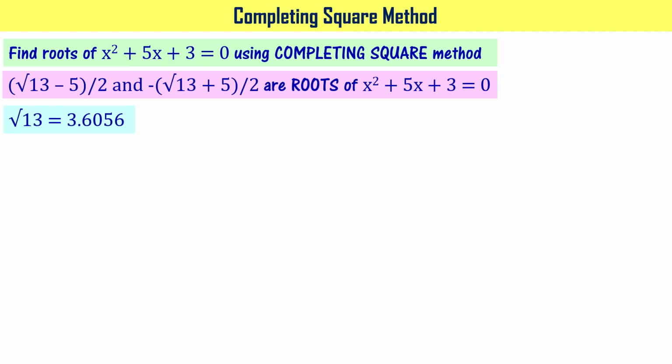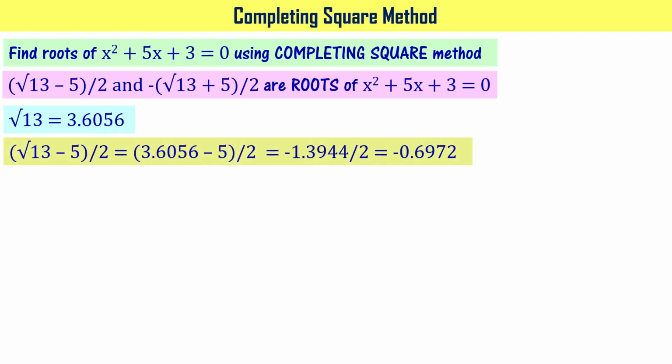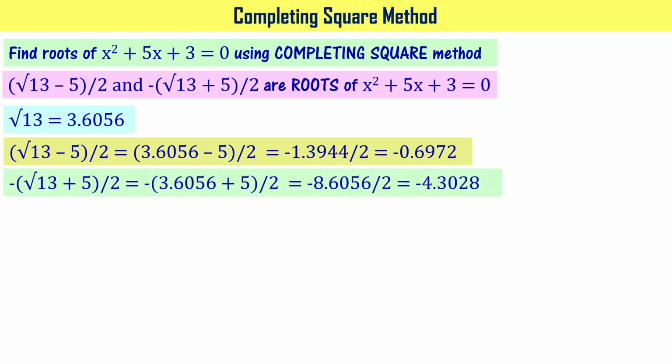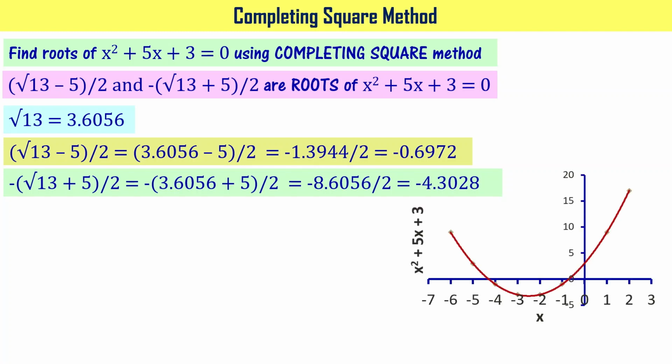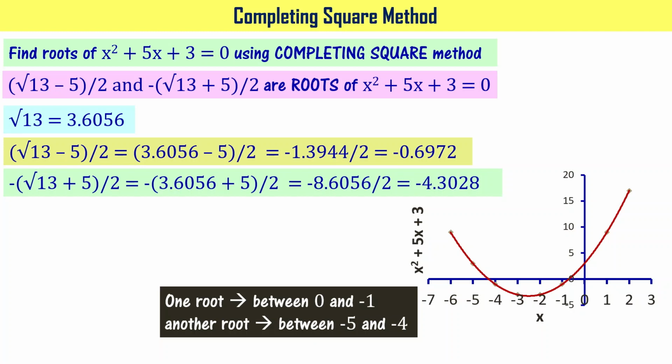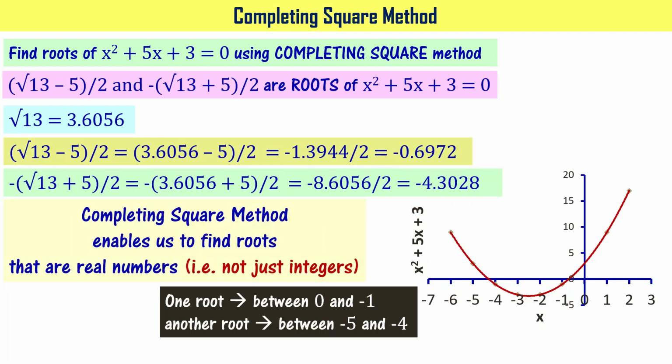Now, if you substitute root 13 equal to 3.6056, the first root is going to be minus 0.6972 and the second root is going to be minus 4.3028, right? You may recall the figure. In that figure, we have seen that one of the roots is lying between 0 and minus 1, that is minus 0.6972, and the other root is lying between minus 5 and minus 4, that is minus 4.3028. What I can say now is completing square method is enabling us to find roots that are real numbers, not just integers. Please take a note of this.